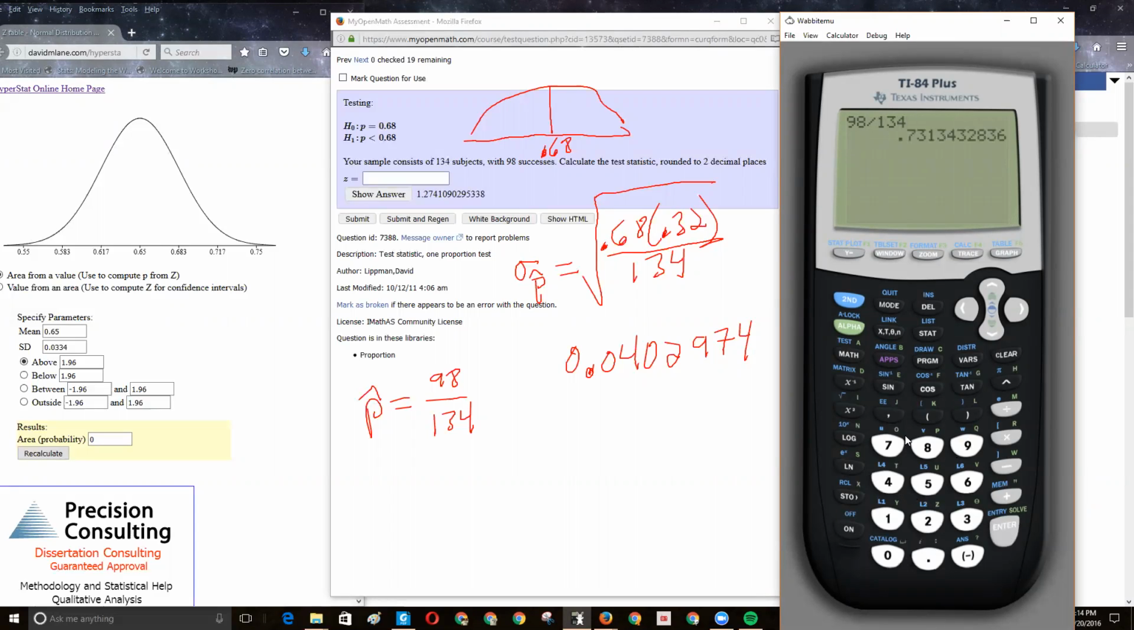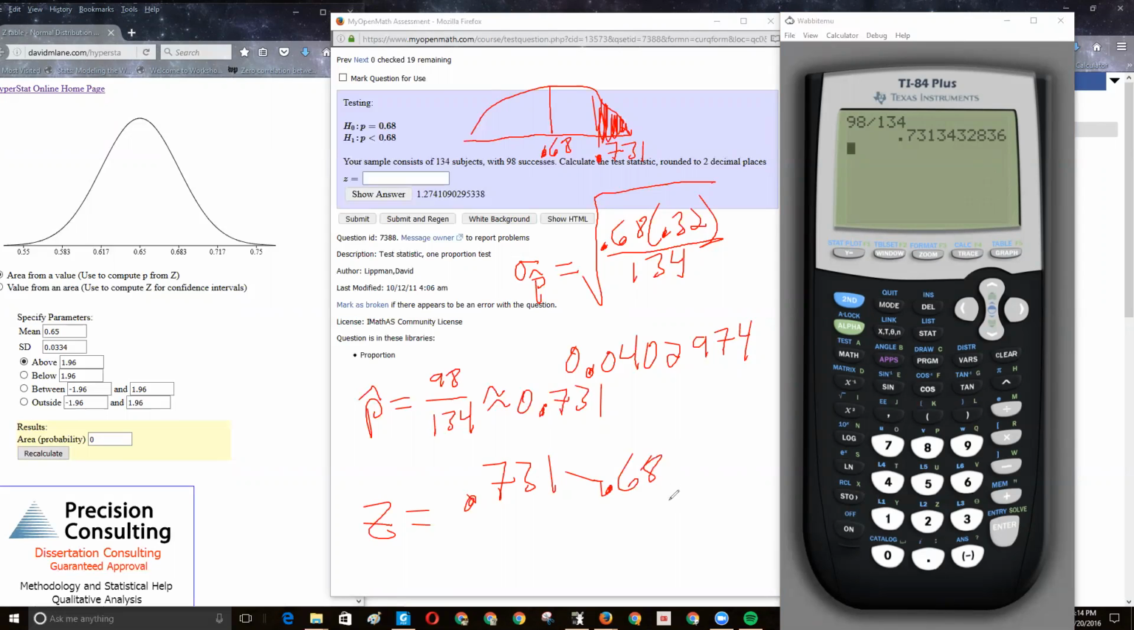I'm trying to decide how likely it is to get a sample of 134 with 98 successes, or better. So we're looking for this area here. That's where we're going to go with this. We don't need to do that for this problem. So what's p hat? 0.731.